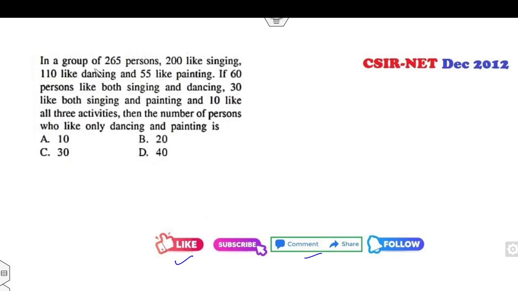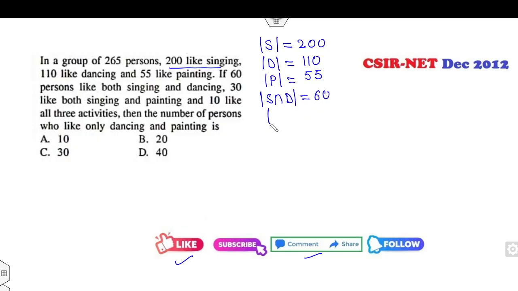Okay, in a group of 265 people, 200 like singing. So 200 is the cardinality of singing. Cardinality of dancing is 110. Cardinality of painting is 55. If 60 people are both singing and dancing, that's the intersection. Singing and painting is 30, while 10 are in all three. So that means this is 10.